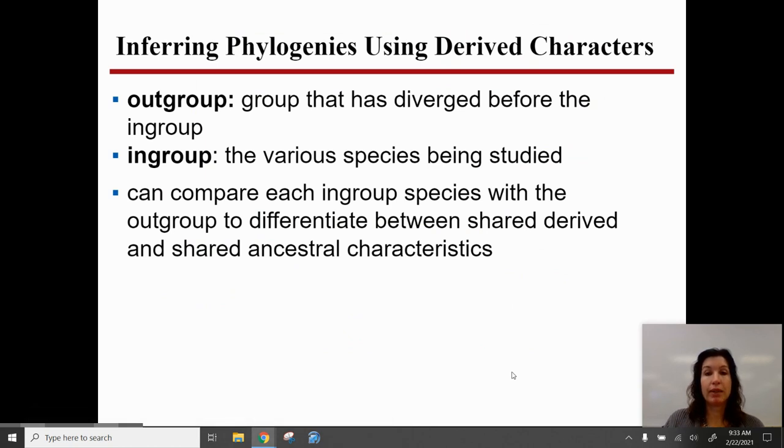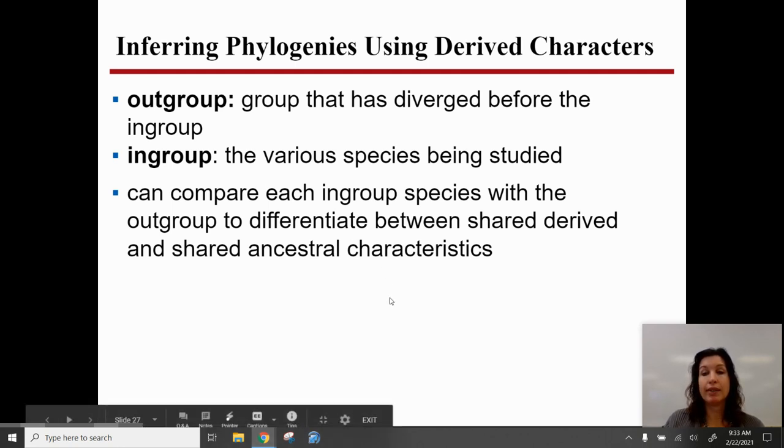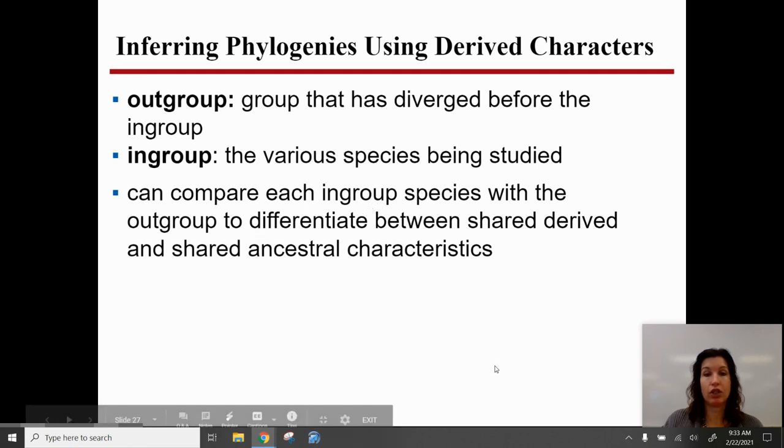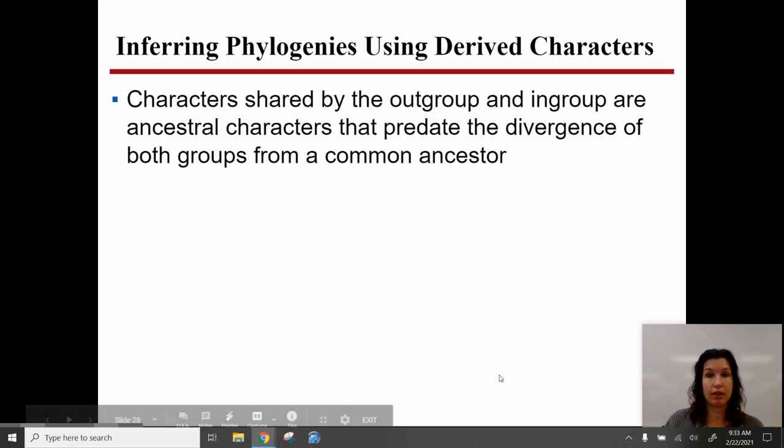Again, the outgroup is the group that's diverged before the in-group. The in-group is all the species being studied. So typically the outgroup is not going to have the derived characteristics of the rest of the clade. And we can compare each in-group with the outgroup to differentiate between shared derived and shared ancestral characteristics.